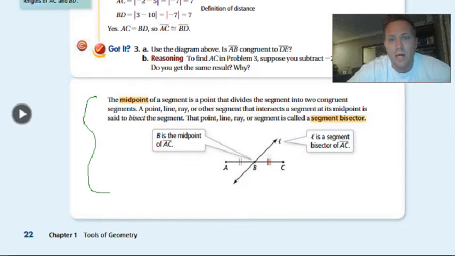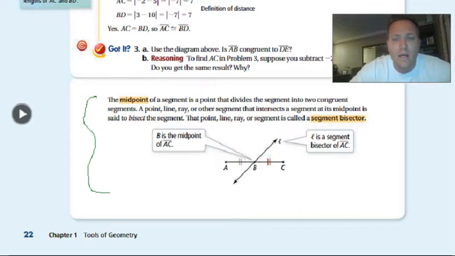That point or line or ray or segment is called a segment bisector. So we would just say that this line L would be bisecting AC. It just means it's cutting it in half. And where does it bisect it? It bisects it at the midpoint.